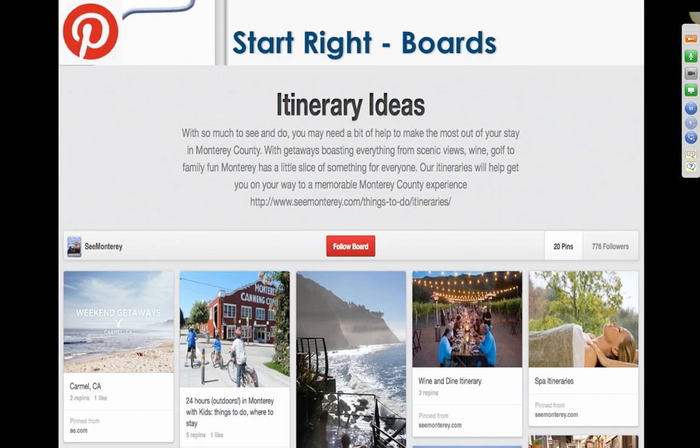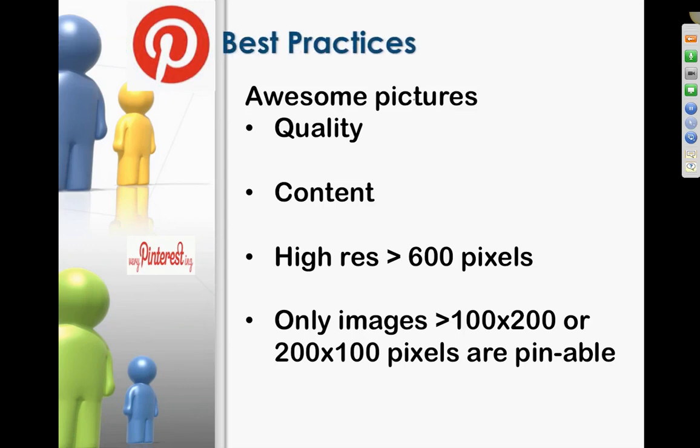But you take your different target markets and build itineraries for each one, for those suggested itineraries for each one of those. So, here they've got a wine and dine itinerary, a spa itinerary. I'm sure that most people would have, family vacation. Well, there's one here, 24 hours in Monterey with kids. Things to do, where to stay. So these are all great examples of opportunities for destination marketing organizations to really, really nail down that target market and provide them with all the pictures that would be appropriate for them.